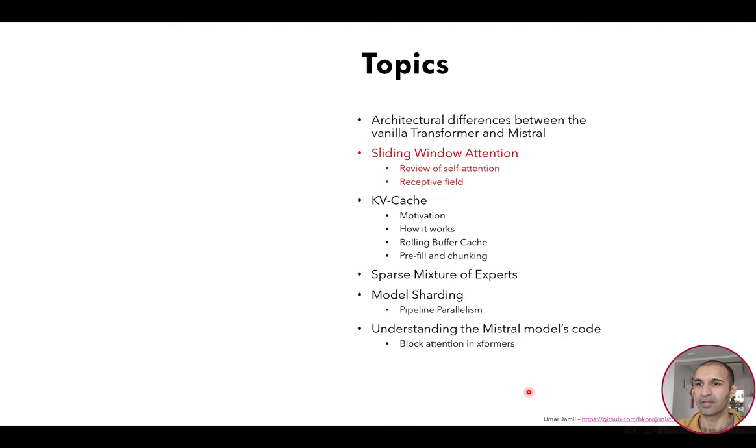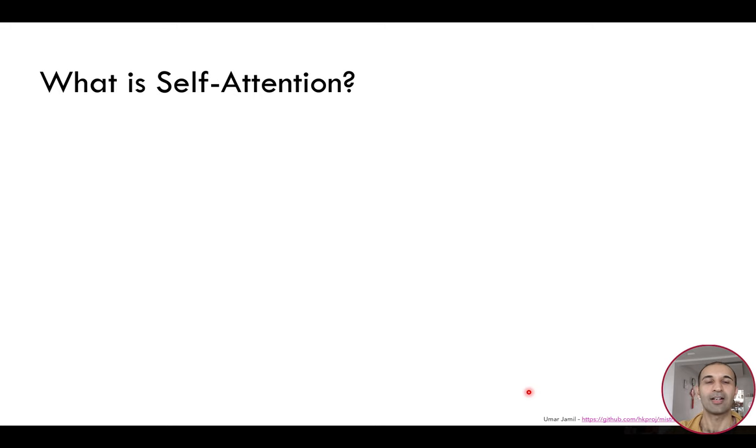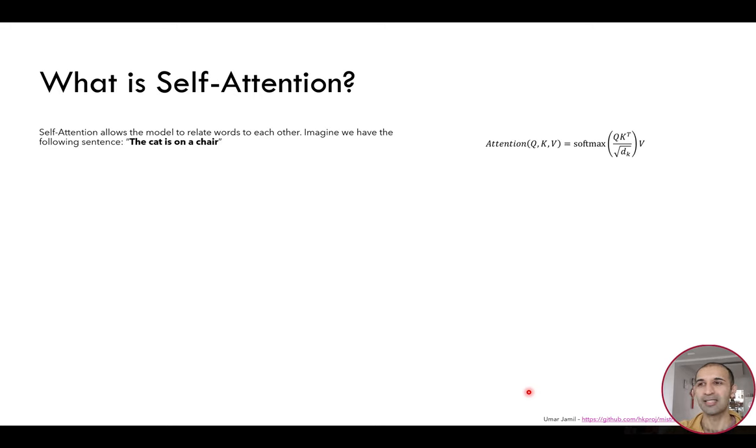Let's proceed further and talk about the sliding window attention, but before that I need to review a little bit of the self-attention mechanism. What is self-attention? Self-attention is a mechanism that allows the model to relate tokens to each other. Tokens that are in the same sentence are related with each other through the self-attention mechanism. This is why it's called self-attention, because each token is watching other tokens of the same sentence. This means basically that the query, key and values are the same matrix.